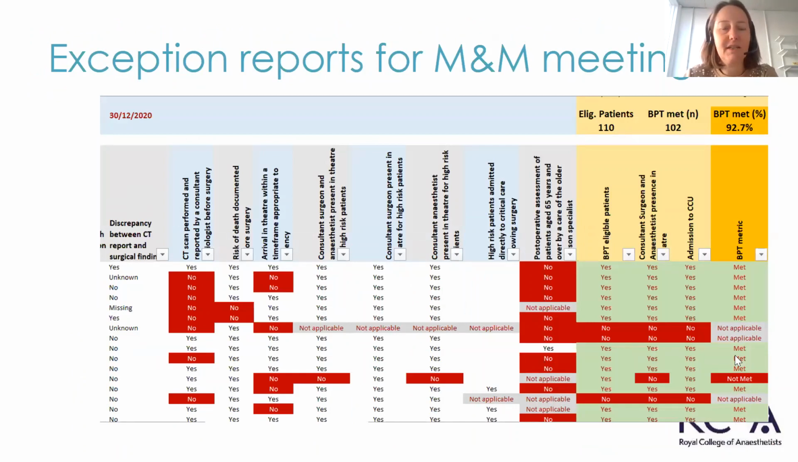That's just another highlight of the exception report. So the previous page was an excellence report of everyone who met the standards. And you can see here when a key clinical standard hasn't been met for those patients, that is highlighted in red. And for those of you that are using the best practice tariff, this view also tells you who has met the best practice tariff and who has not, if that's something that your trust is working towards if you're in England.